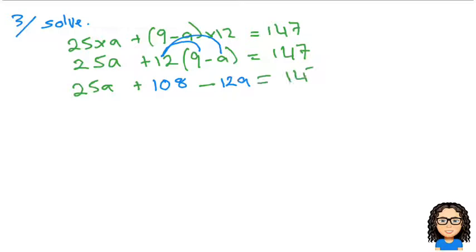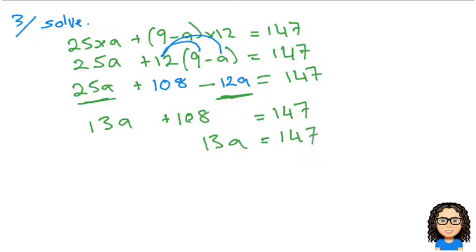Okay, so let's do some more simplifying. I've got 25A minus 12A. Like terms, I can combine these. So 25 lots of A minus 12 lots of A gives me 13A. Plus 108, which will be equal to, gosh, that's a terrible 8, sorry. Let's try that again. 13A plus 108 equals 147. I'm going to leave the 13A where it is, and leave the 147 where it is. And I'm going to move this plus 108 to the other side, and that's going to make it minus 108. So I'm going to get 13A equals 39.